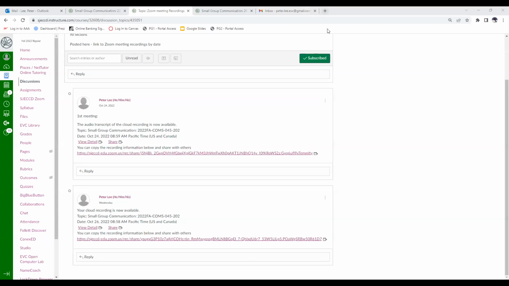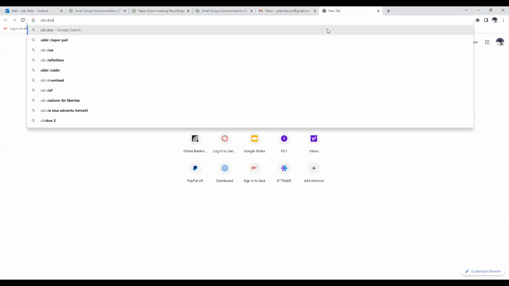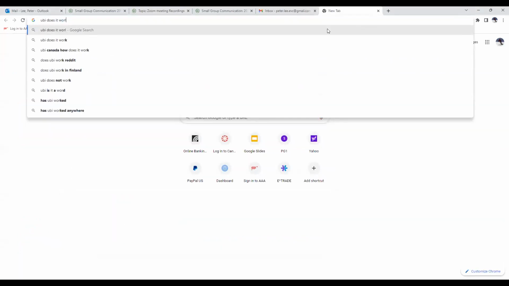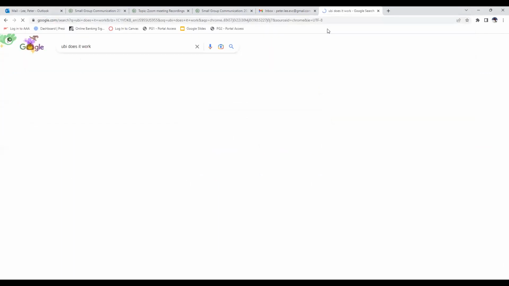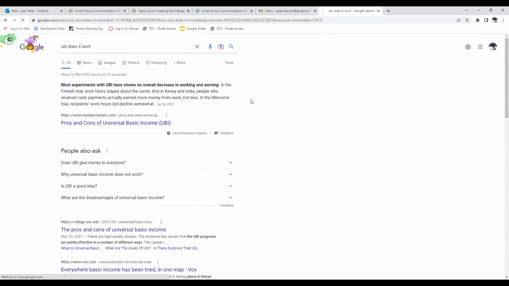Does it work to give people $500,000 per month for free? And it's interesting. Here's some pros and cons, but it just says most experiments have shown no overall decrease in working and earning. So in Finland, work hours stayed the same. In Kenya and India, people who receive cash payments actually earn more money from work, not less.